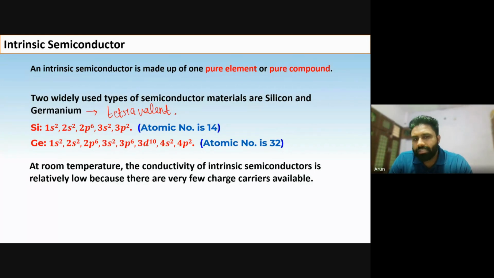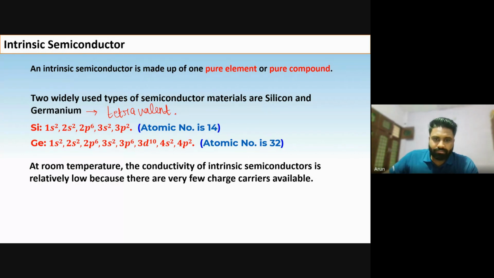So there will be no use of it, because if the conductivity is not high, then we cannot make a device which uses this semiconductor. There is no conductivity at room temperature, or the conductivity we have is very low. So no device can be made from these materials. We have to find ways to conquer this issue.